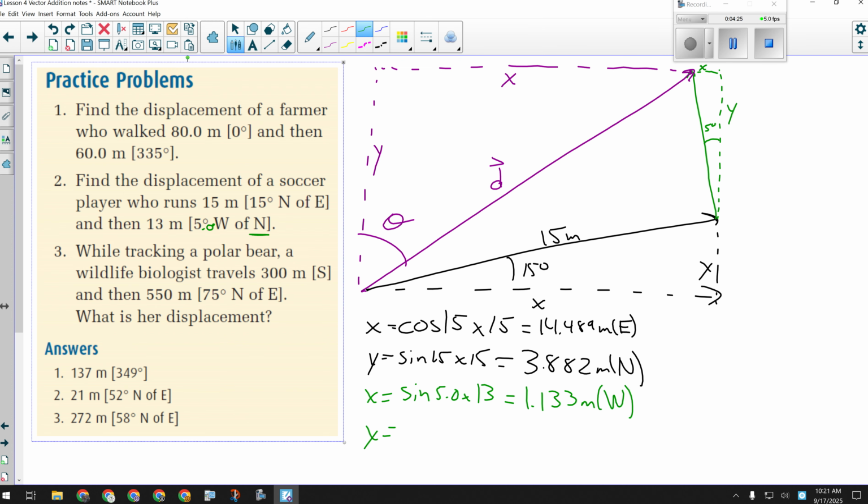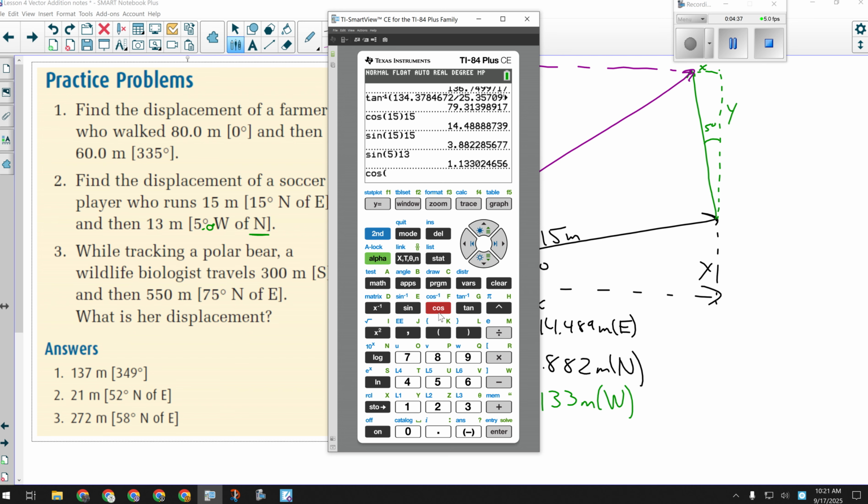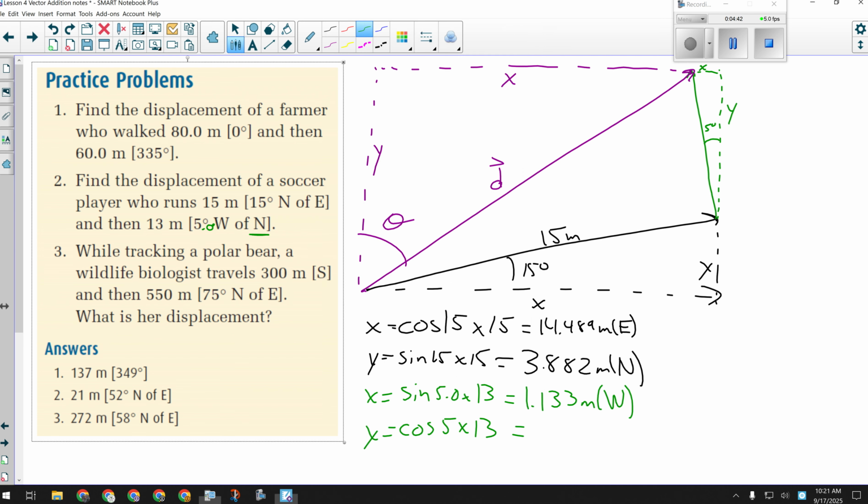The y component is the adjacent side, so that'll be the cos of 5 degrees times 13, so that should be a pretty long side. Cos of 5 times 13 gives us 12.951 meters, also north. So good news, the two y components both point the same direction, so what can I do with the two of them? Just add them. If we look at the diagram, black y plus green y is clearly the same as purple y.